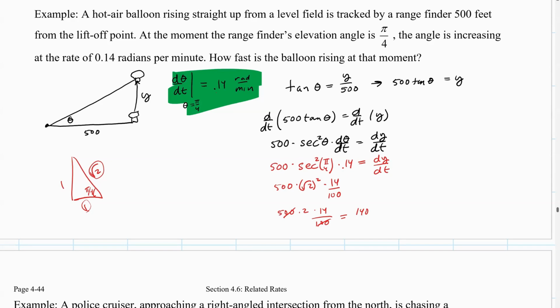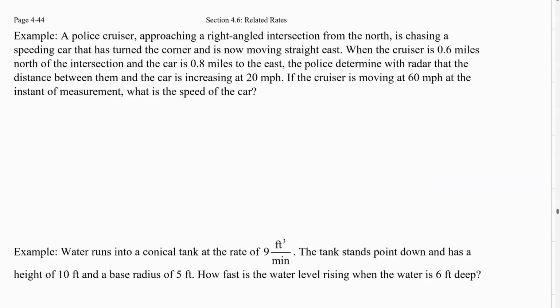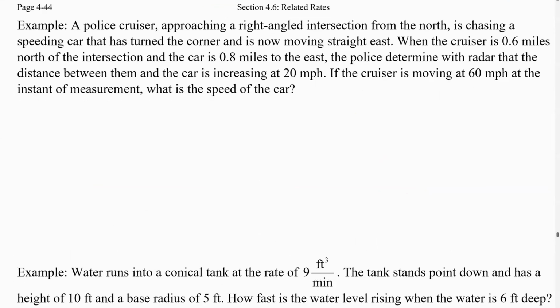140 is what dy dt is equal to, and it is going to have units, and that is feet per minute. And it's appropriate to make sure that we have the right units there. All right? Sound good? Great. Let's go on to another one. Every problem here is going to feel a little different.